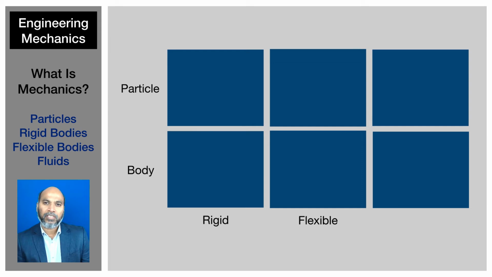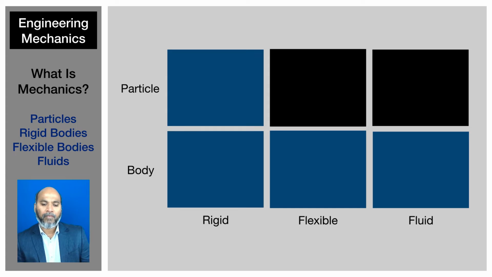Whereas if you want to consider the deformation of the body, then you call it a flexible body. It doesn't mean that it deforms too much. Whether it deforms too much or too little, it doesn't matter. But that's the second column here. And the third one obviously is if the body is fluid, then we are entirely in a different domain. Now, all of this is mechanics. However, we need to remember that there are no flexible particles or fluid particles. We don't analyze the fluids just as particles without considering the body. Therefore, we have blackened out those two.